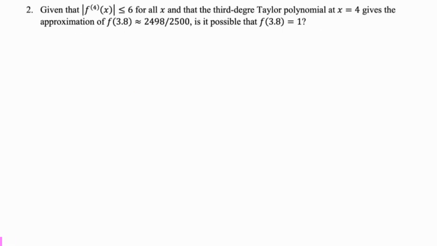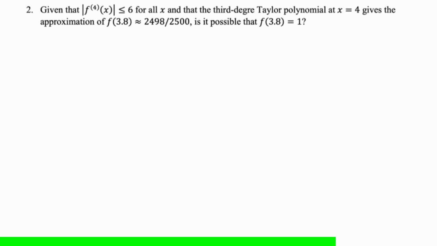All right, next up. Given that the absolute value of the fourth derivative is less than or equal to 6 for all x, and the third degree Taylor polynomial at x equals 4 gives an approximation of f of 3.8 that's approximately 2498 over 2500. I can't tell you how long I thought about how to write that sentence, and I still don't like it. I think I should have just said it gives an approximation of 2498 over 2500 at x equals 3.8. The question is, is it possible for f of 3.8 to actually equal 1?